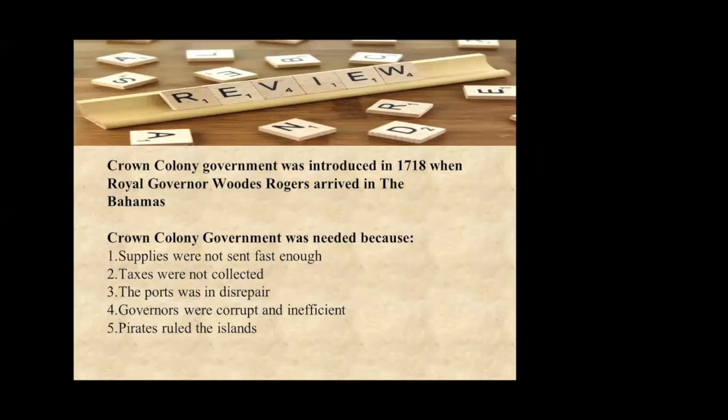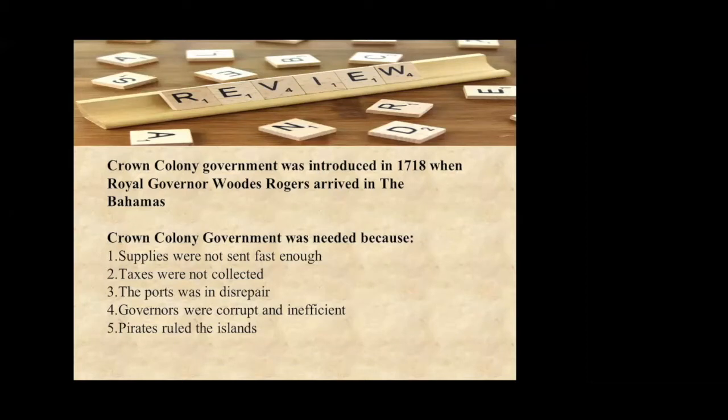So, before we begin, let's do a quick review of last class. Crown Colony government was introduced in 1718 when Royal Governor Woods Rogers arrived in the Bahamas. It is stated that Crown Colony government was needed because, 1, supplies were not sent fast enough. You do not need to write this as yet. When it is time to write, I will let you know.